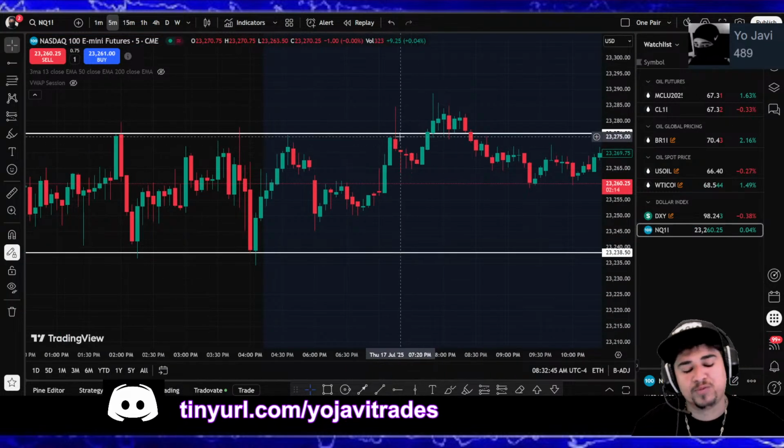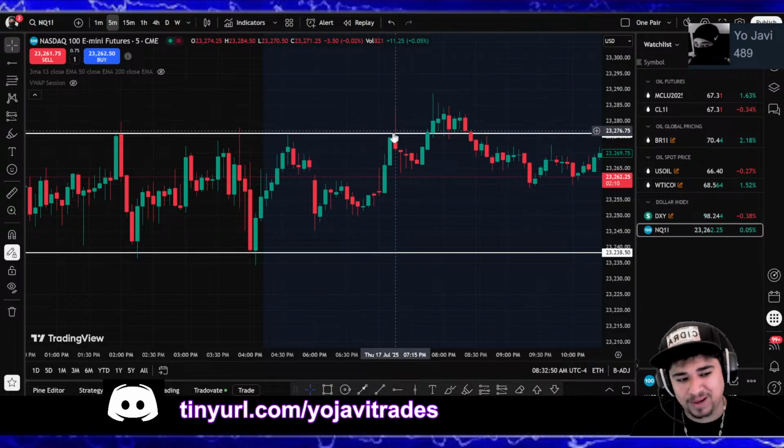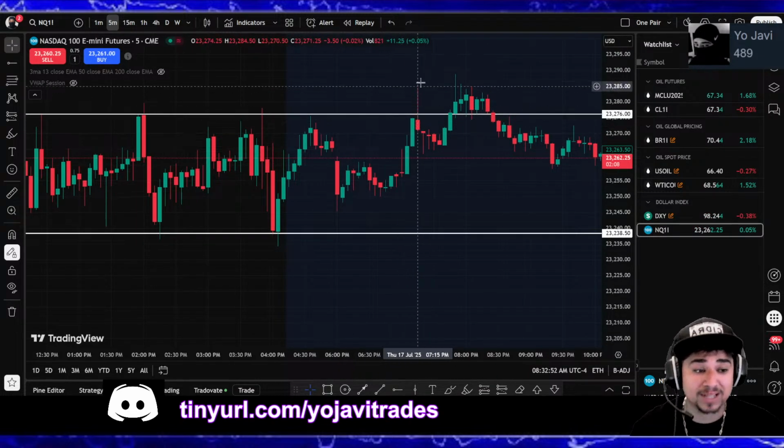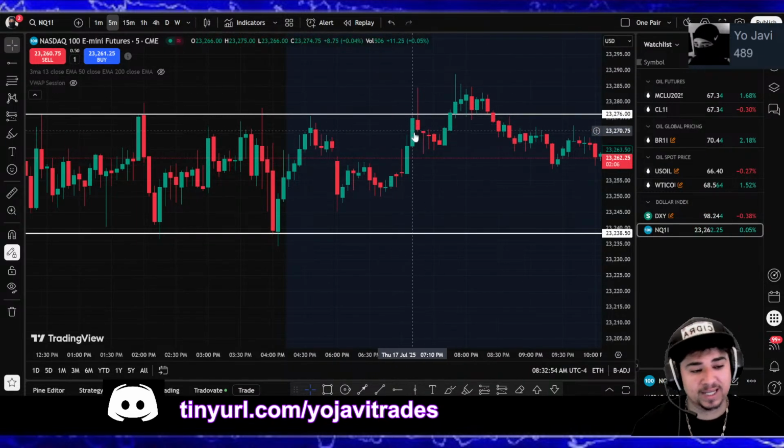You see, for a failed breakout, I want to see this. I want to see a big wick, because that's the market trying to break out. But then this is not engulfing.